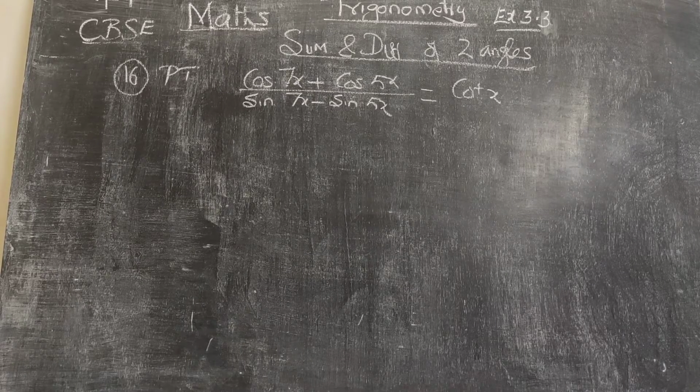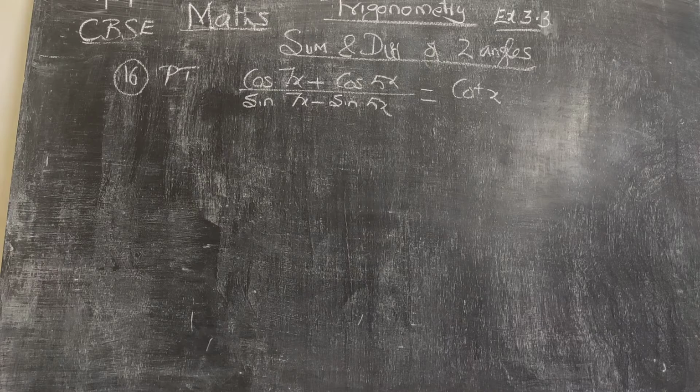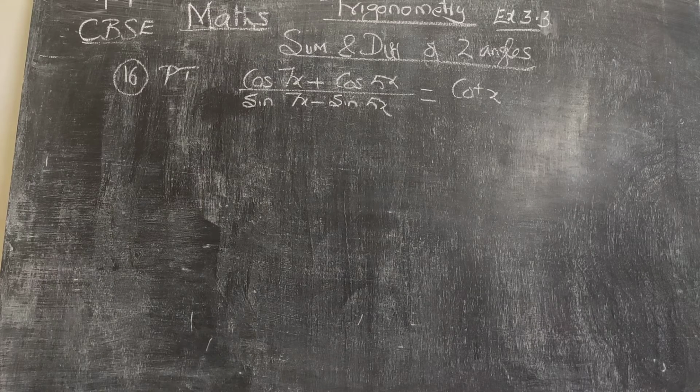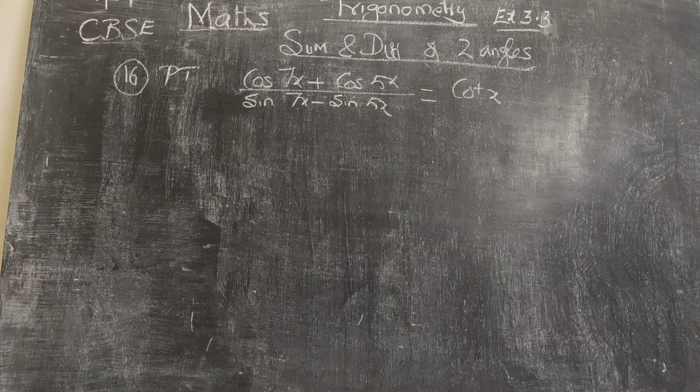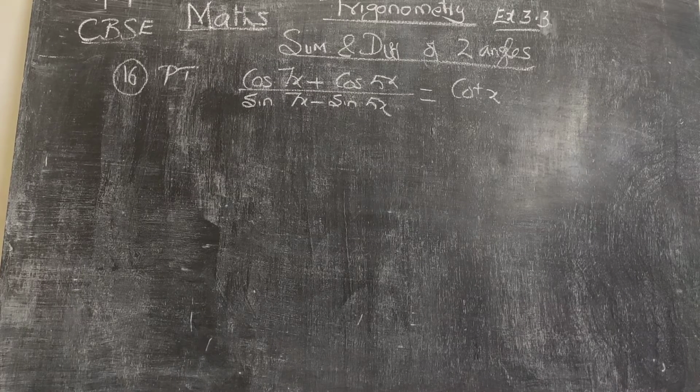Cos x plus cos y equal to 2 cos x plus y by 2 into cos x minus y by 2. Cos x minus cos y is minus 2 sin x plus y by 2 and sin x minus y by 2. Sin x plus sin y equal to 2 sin x plus y by 2 cos x minus y by 2. Sin x minus sin y is 2 cos x plus y by 2 sin x minus y by 2.